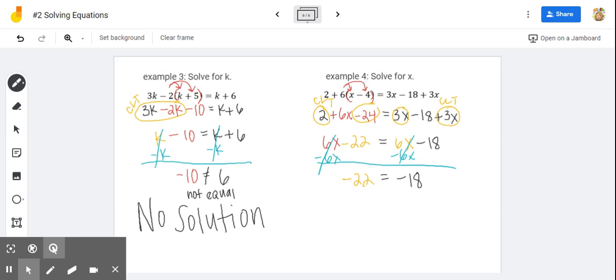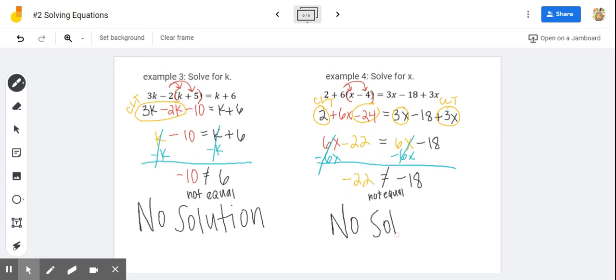So is negative 22 literally equal in value to negative 18? And I'm hoping you guys are going, that's not even the same number. That's not equal. And if I am not in balance, then you have no solution happening.